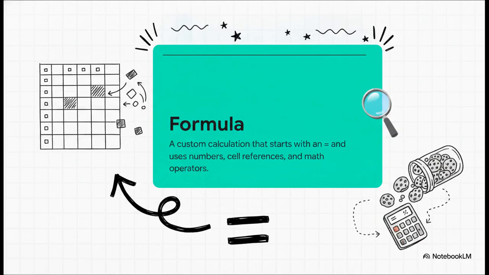The golden rule, the one you absolutely must remember, is that every single calculation has to start with an equal sign. Whether you're typing in numbers manually, like equals 100 plus 150, or clicking on specific cells to track, say, your daily cookie sales, that equal sign is literally what tells the spreadsheet, hey, do some math for me. And here's a quick pro tip for you. Always try to use cell references, like B2 plus B3, instead of typing the actual numbers, because that way, if your data changes later, the whole formula updates dynamically.